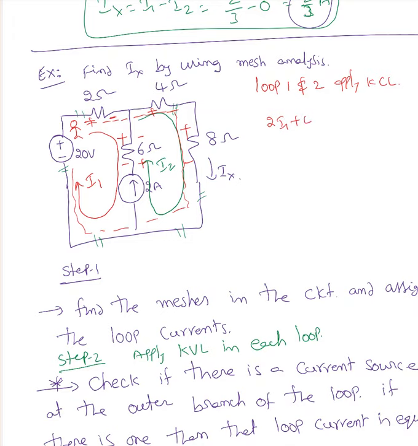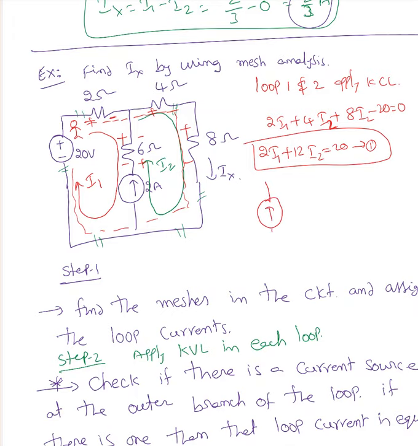2I1 plus 4I2 plus 8I2 minus 20 equal to 0. If you're entering the positive terminal, take that as positive. If you're entering the negative terminal, take that as negative. Here I end up with 2I1 plus 12I2 equal to 20. This is my first equation. The second equation comes from the super loop, so here is my second equation.